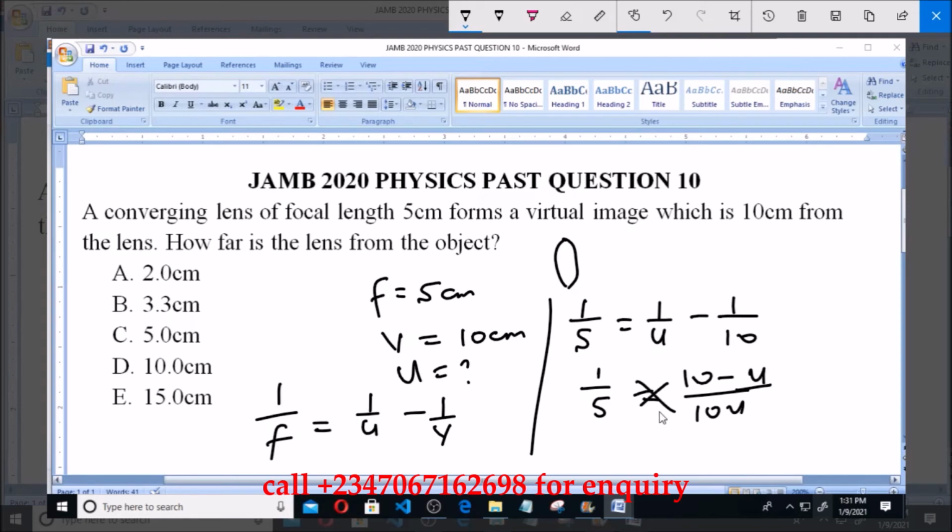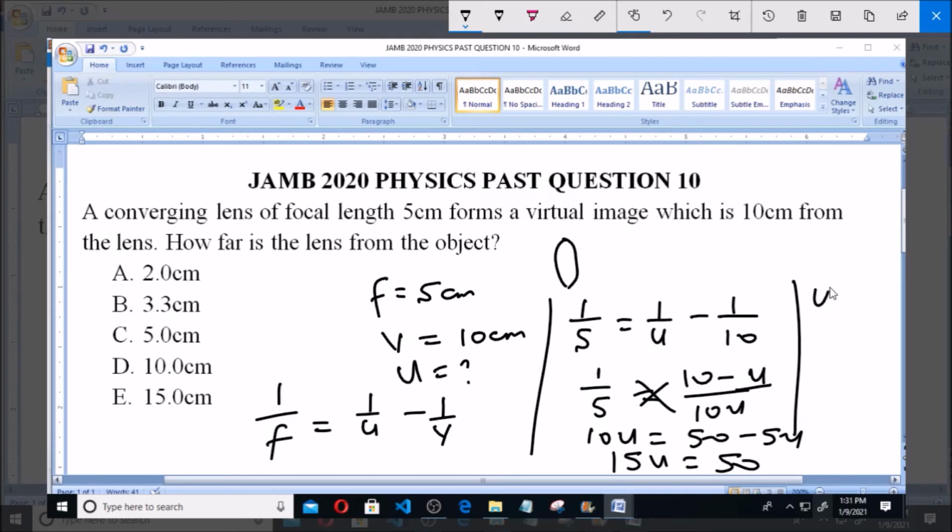Now cross multiplying, we'll have 10U is equal to 50 minus 5U. Collecting like terms, we'll have 15U is equal to 50. Now U will be equal to 50 over 15, and so U is equal to 3.3 cm. So the object distance is 3.3 cm.